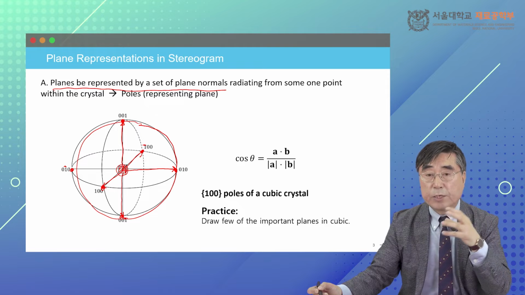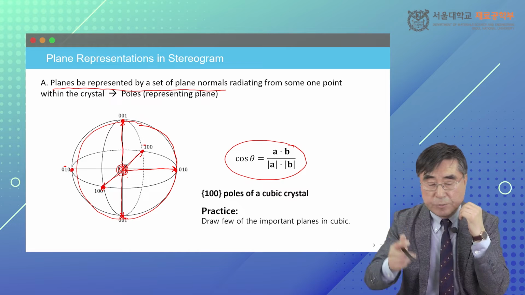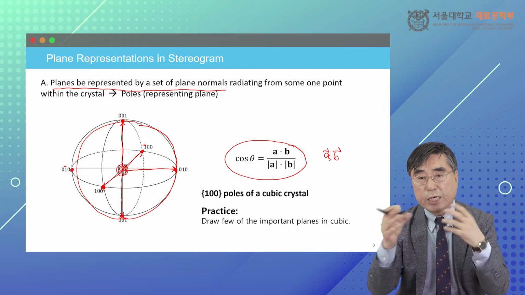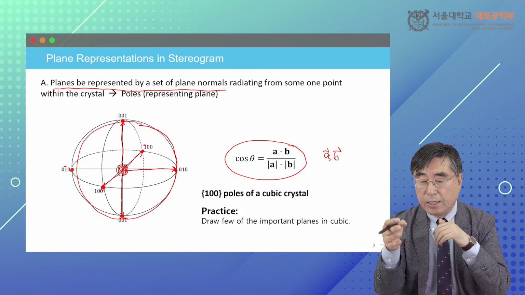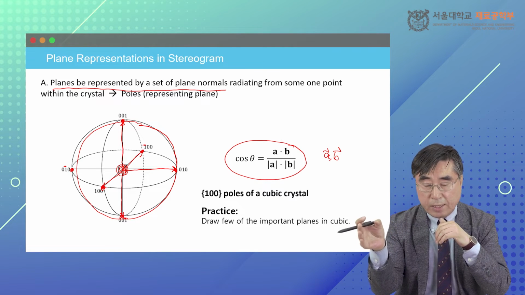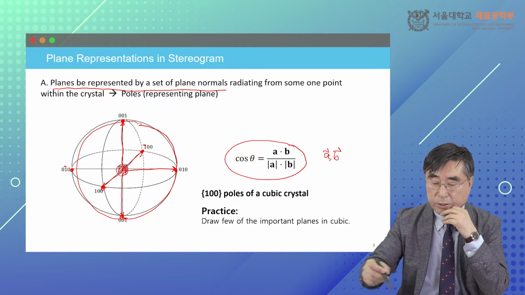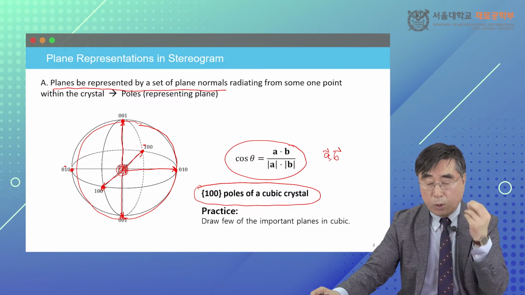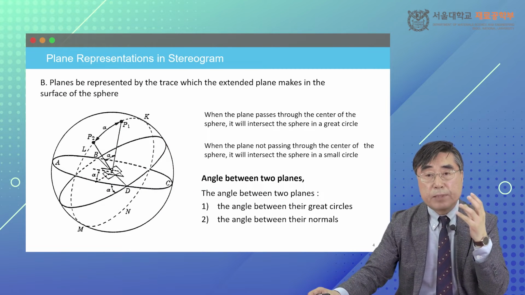And certainly, by using the vector theorem, you know that you can measure the angle between any 2 vectors, here the A vector and B vector. The angle between these 2 directions is given by cosine theta equals A dot B divided by the magnitude of A times the magnitude of B. Okay, so here I designated basically the 100 group poles of a cubic crystal.